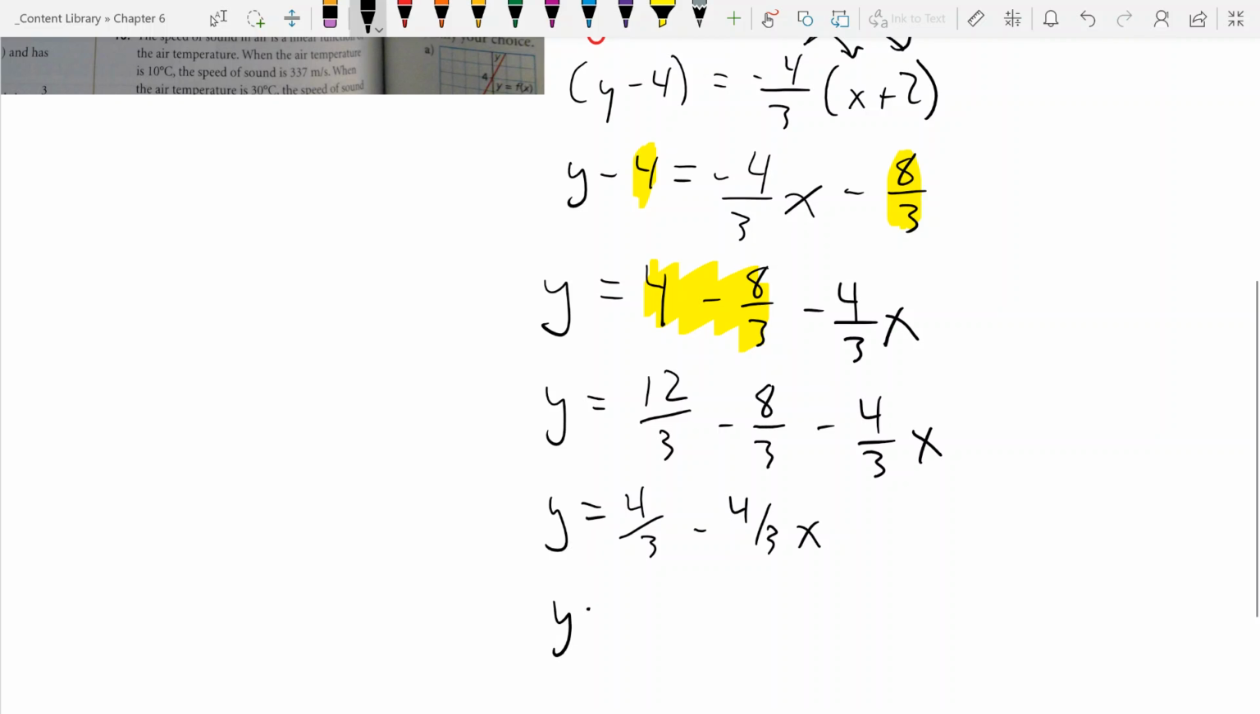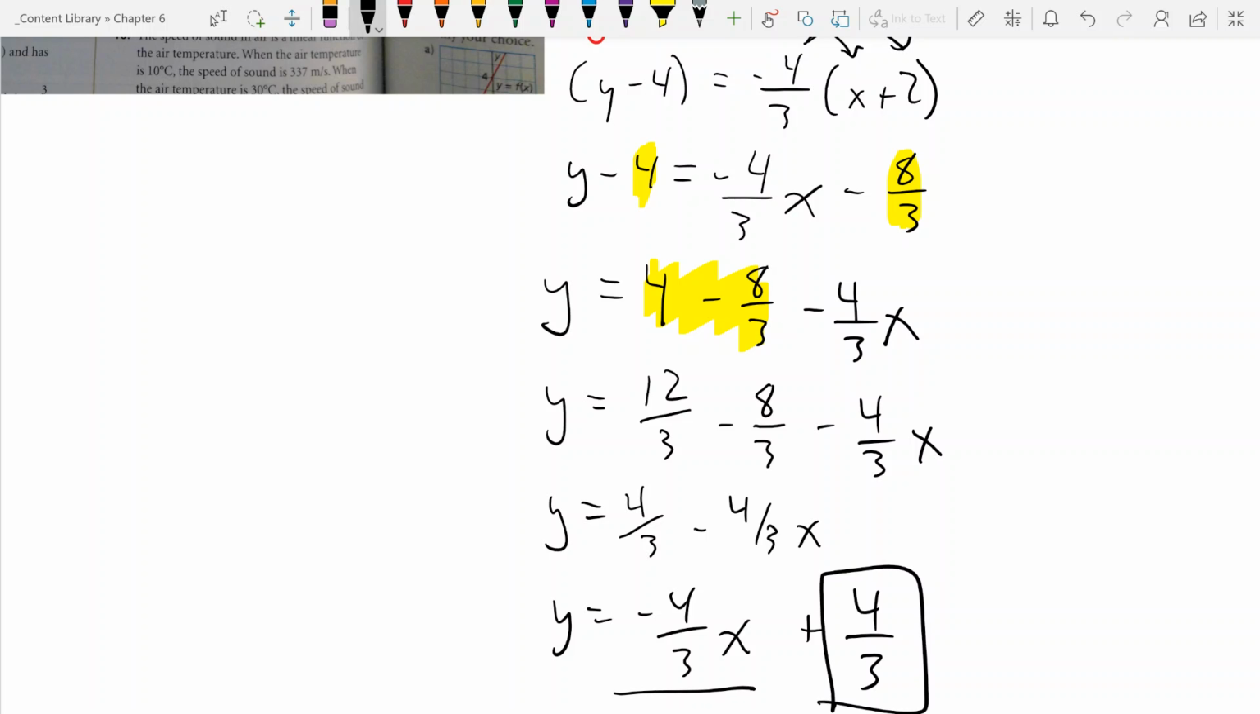And then I'm going to write it finally. So looking at that, our slope was there, and this is our b value. That's our final equation for that question. Done.